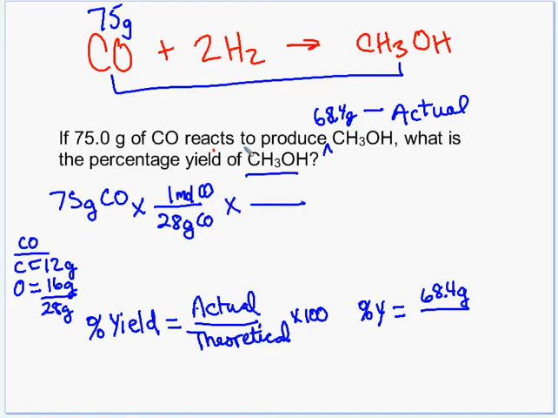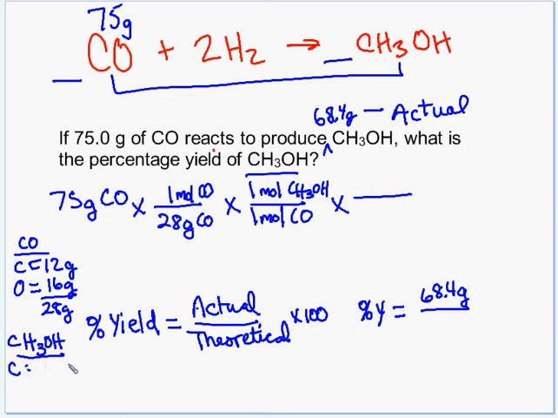And we're going to do the ratio, which is 1 mole of CH3OH for every 1 mole of carbon monoxide. We get that from the coefficient. Right? And then I go back up, find out the grams, and it's CH3OH. Let me do this. CH3OH. So I have carbon is 12.